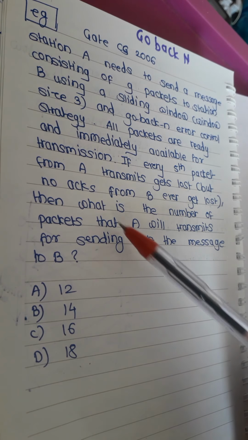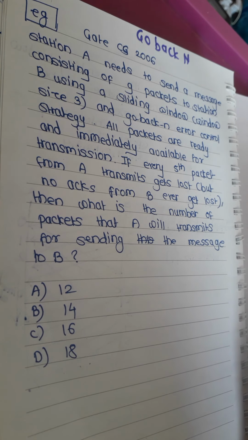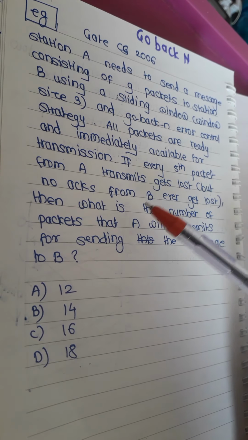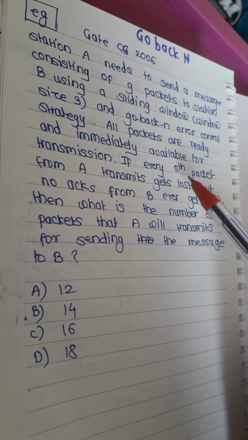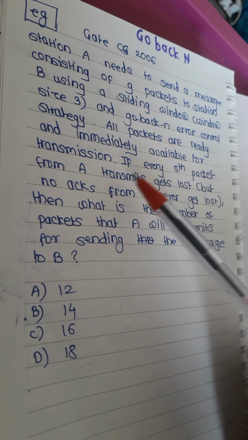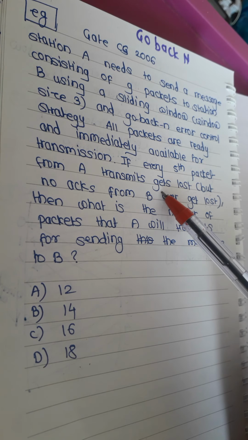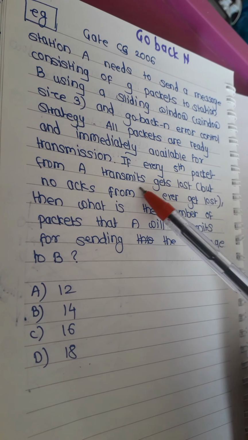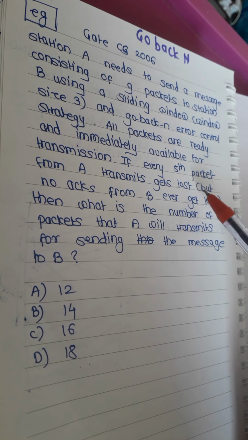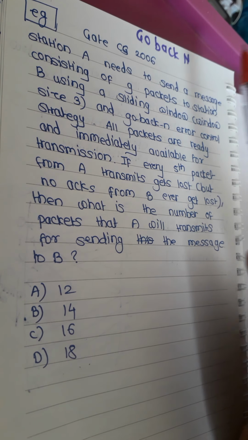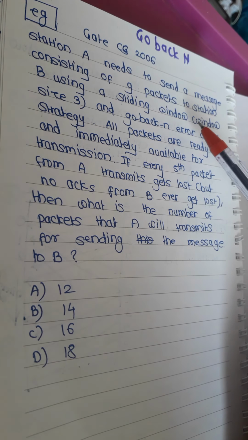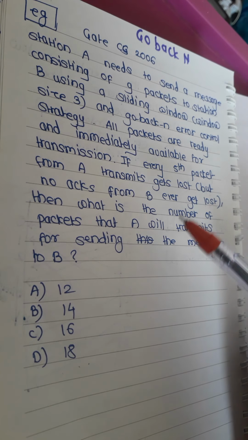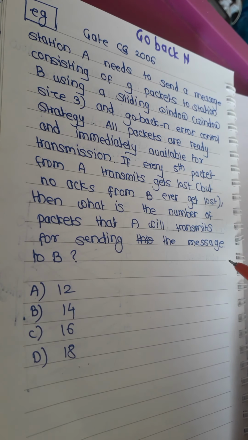So according to this question, we have to find out the total number of frames transmitted by the sender to the receiver. It is given that every fifth packet from A which has been transmitted gets lost for some reason. So with the Go-Back-N strategy of retransmission of frames, we have to find the total number of frames transmitted by the sender. Now let us solve the example.